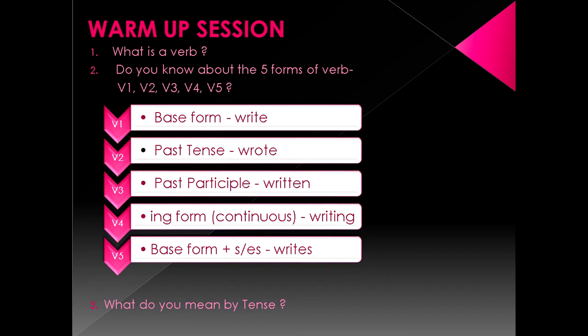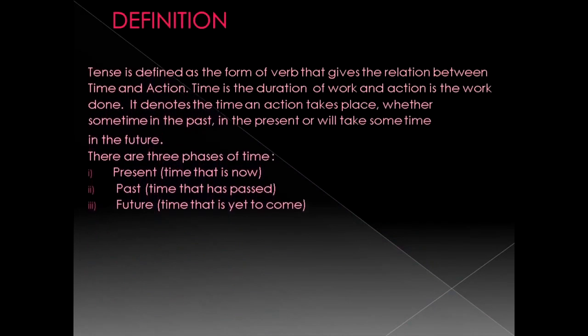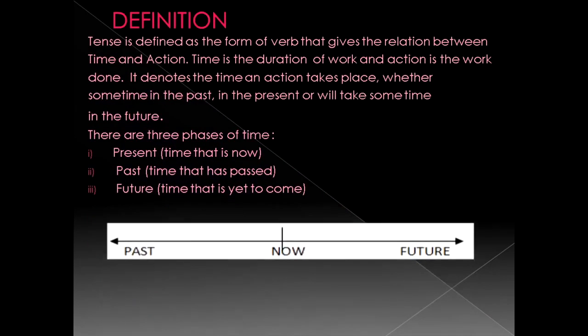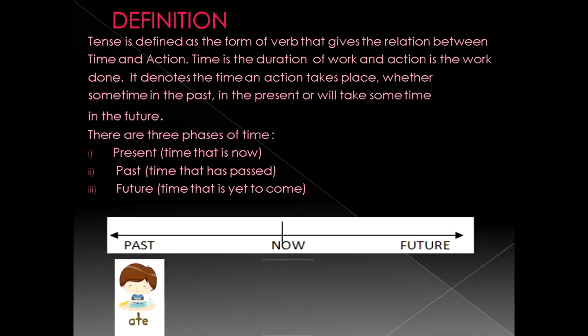Now, what do you mean by the term tense? We know that tense is all about time. So tense shows a relationship between the time and the action done. Let's try to understand the definition of tense. Now, tense is defined as the form of verb that gives the relation between time and action.